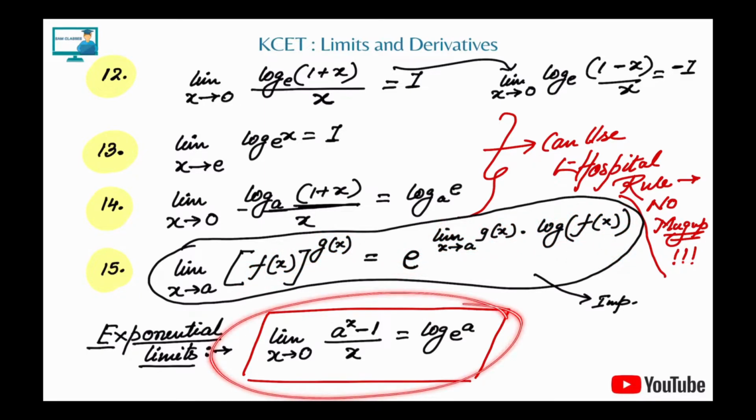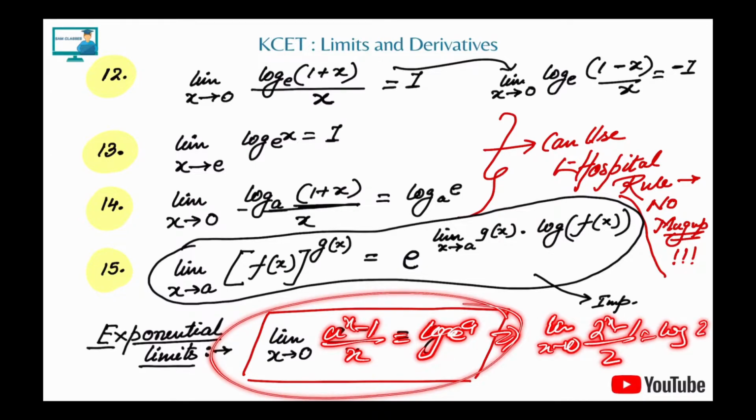Exponential: whenever it is (a^x minus 1) by x, it is log a. Any example? Yes, very simple example: limit x tends to 0, (2^x minus 1) by x, so that is equal to log 2. Correct, that's it, done.